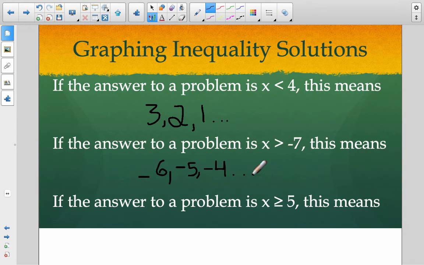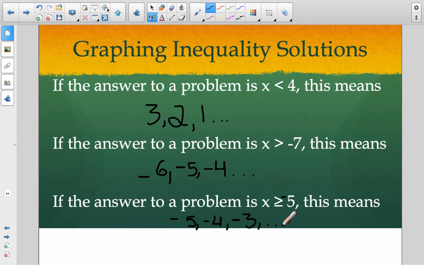The next one on your paper, x is greater than or equal to, this should actually be negative 5. Now in this case, it has an equal to bar, which means the number negative 5 itself is an answer, as well as anything greater than negative 5. So negative 5, negative 4, negative 3, negative 2, all the way up through my positive numbers.